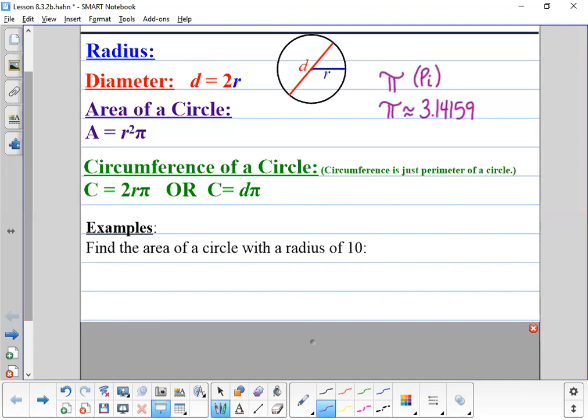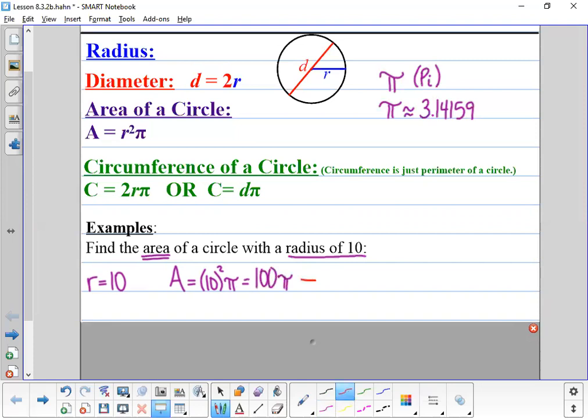Find the area of a circle. So I'm looking for the area of a circle that has a radius of 10. I am given the radius, r. I can plug that into my formula. So I would get area equals 10 squared times pi. When I'm squaring a number, I'm multiplying it by itself. So I'm going to do 10 times 10, which gives me 100 pi.